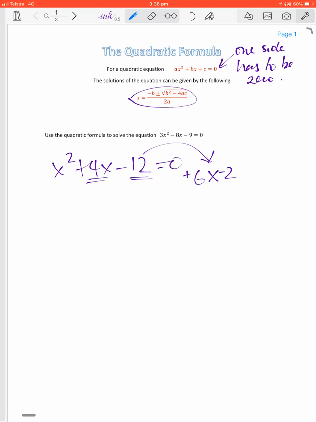6 minus 2 is 4. And 6 times minus 2 is negative 12. So we can say this factorized is x plus 6, x minus 2. So that is factorized.